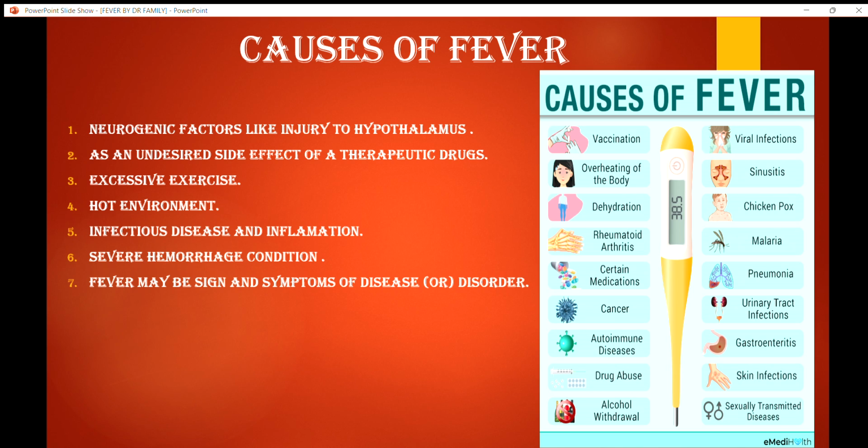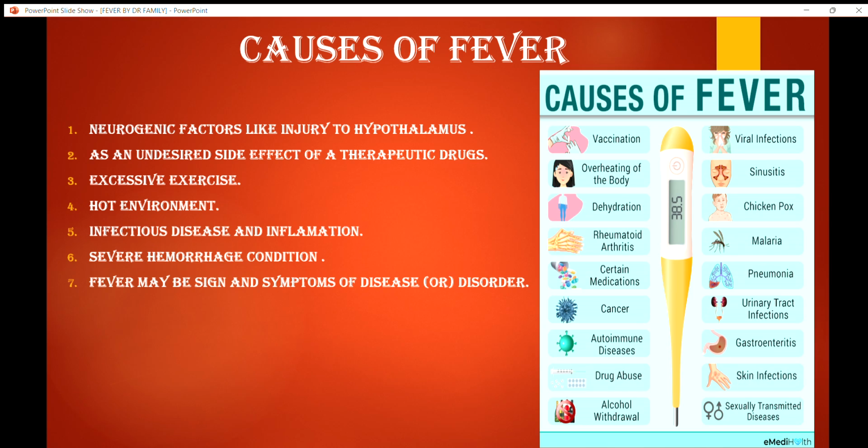And number two, an undesired side effect of therapeutic drugs. Some drugs are used therapeutically, but they cause hyperthermia, meaning an increase in our body temperature. Suppose we consider metformin, which causes an anorexic condition. And number three, excessive exercise also causes an increase in body temperature, as does a hot environment.